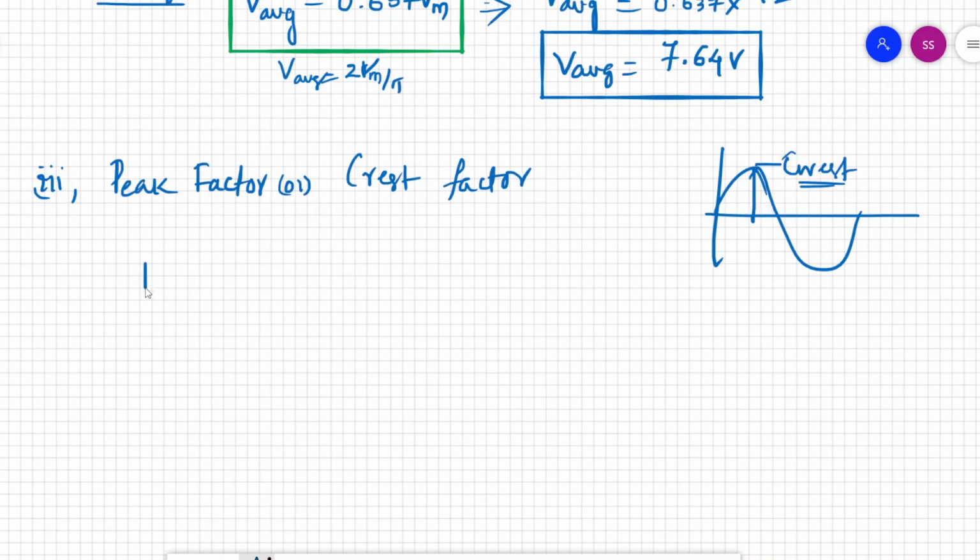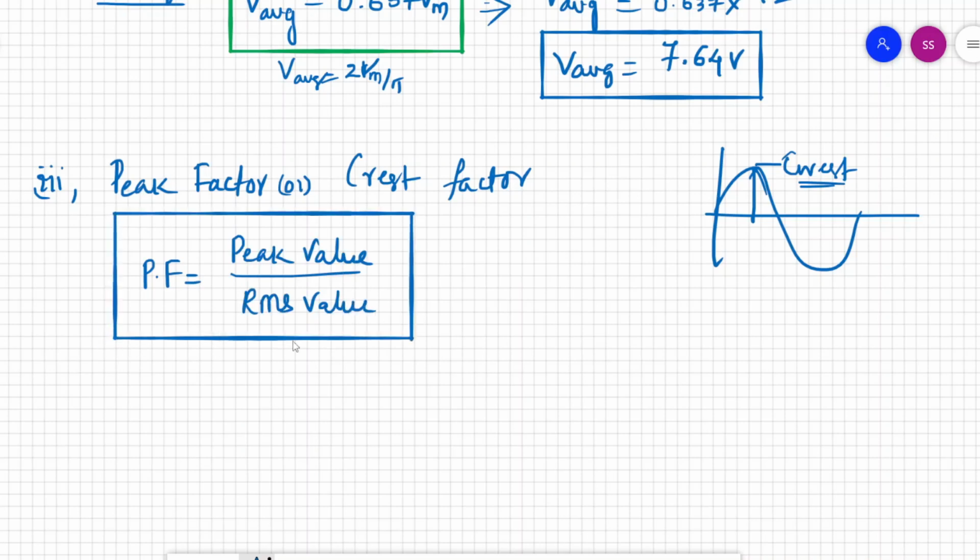So peak factor equals peak value by RMS value. It can be the RMS value of voltage or the RMS value of current. Now I'm substituting the values. What is the peak value given? It is 12 volts. And what is the RMS value we have obtained? That is 8.48 volts. So the peak factor, or crest factor, is 1.415. Because it is a factor, there will be no units. So peak factor equals 1.415.